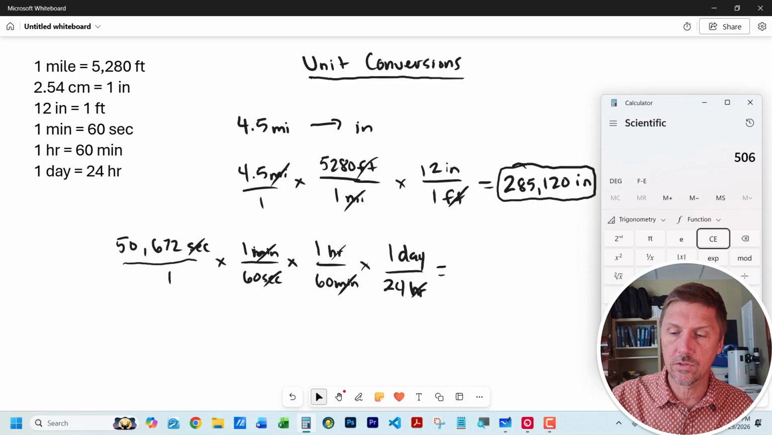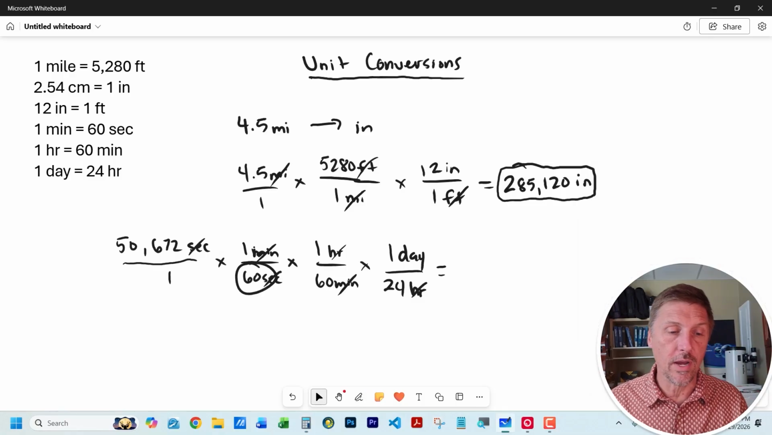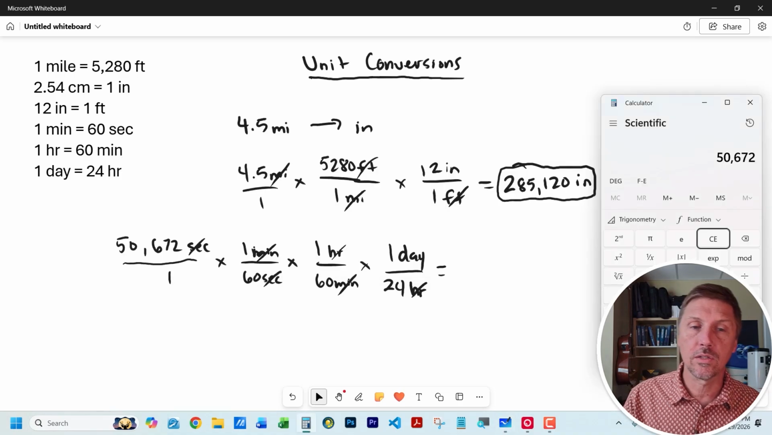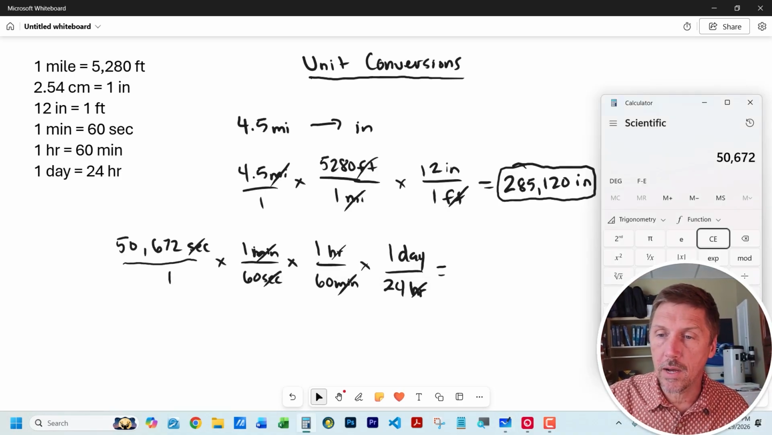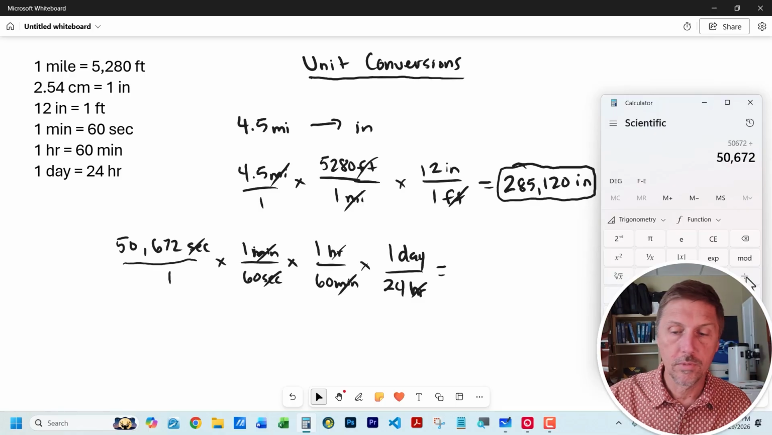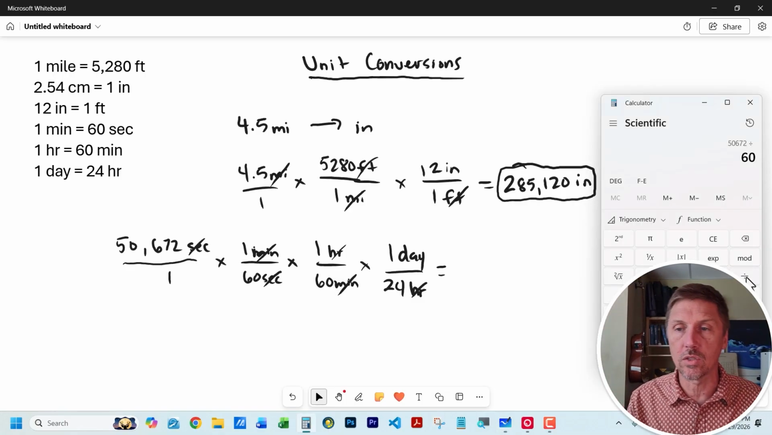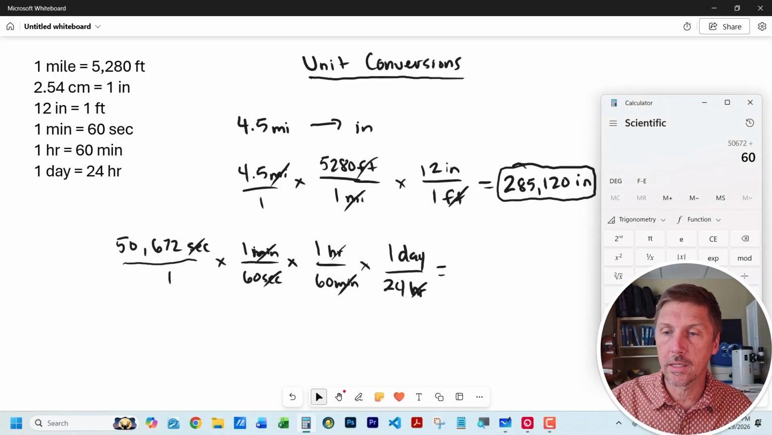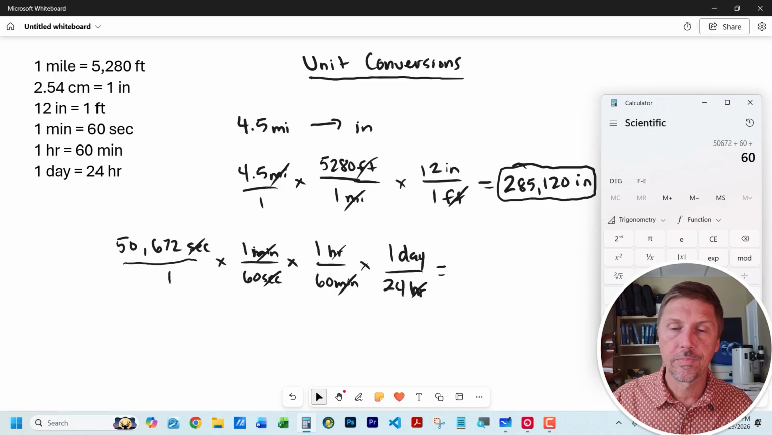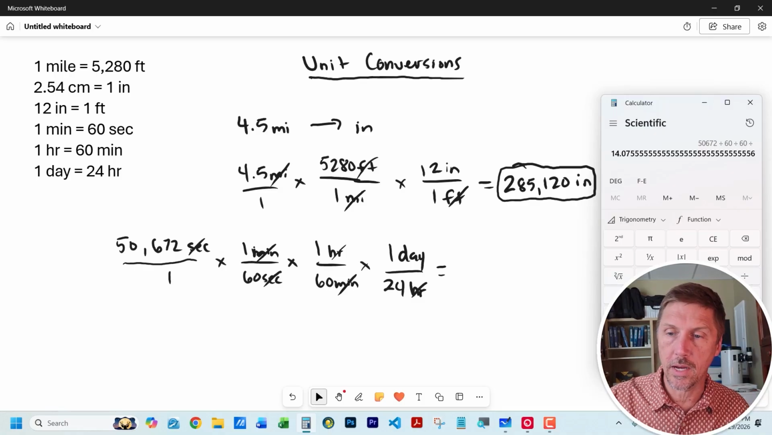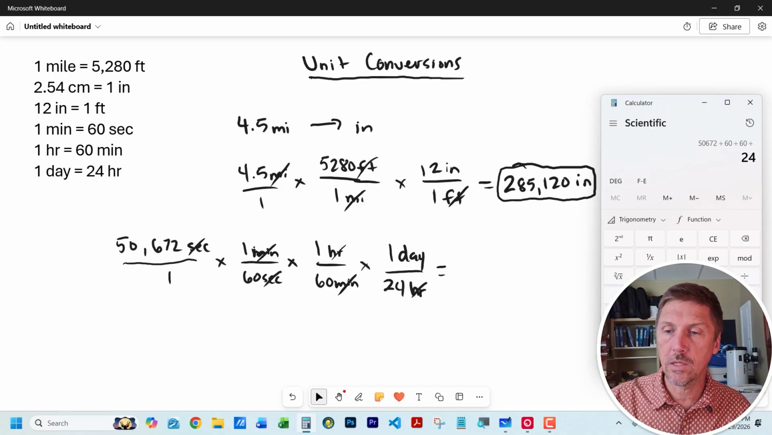We have 50,672, and since this first 60 here is on the bottom of the fraction, we're going to divide by that. So 50,672 divided by 60 from the 60 seconds there. And then our next number is also on the bottom of the fraction, so we need to divide by that 60 as well. So we're going to do divided by, again, another 60. And then finally, we have a 24 on the bottom of the next fraction, so we're going to do divided by 24. And finally, we'll hit equal at the end of that.